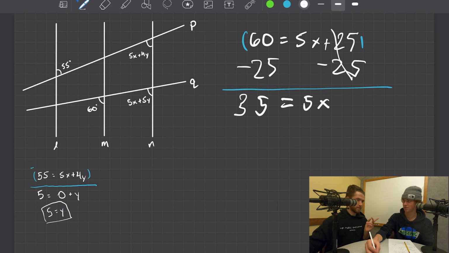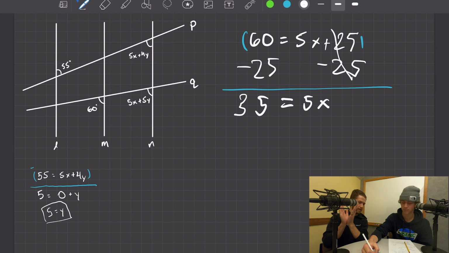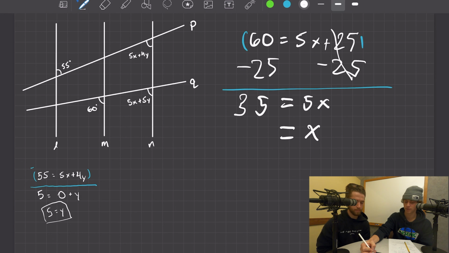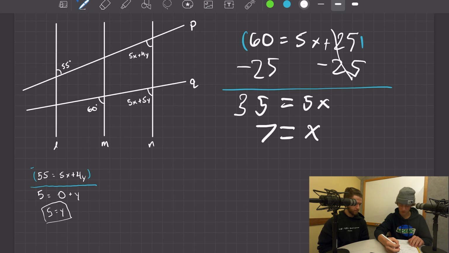So should I divide this by 5? You have 5 of these little pizza slices, so we divide by the number 5 and that leaves us with one single slice, which is x. And 35 divided by 5 is 7. So 7 is equal to x.